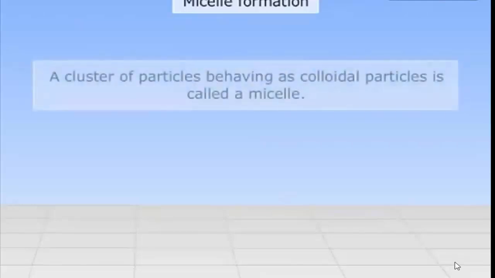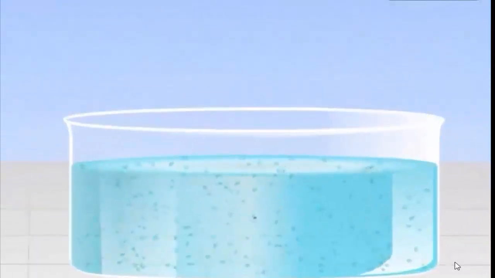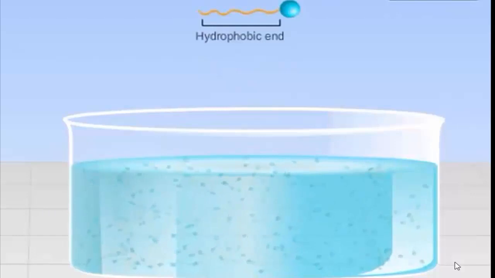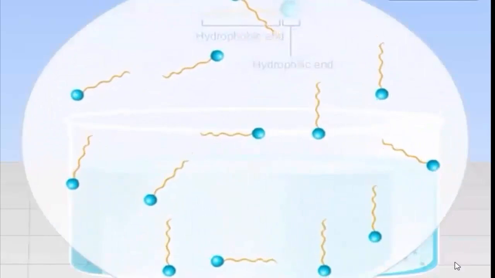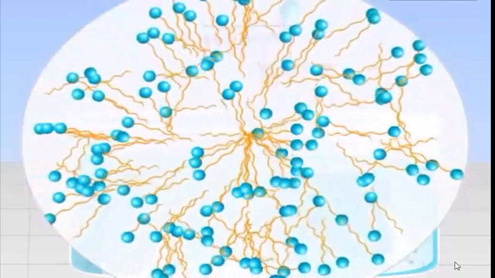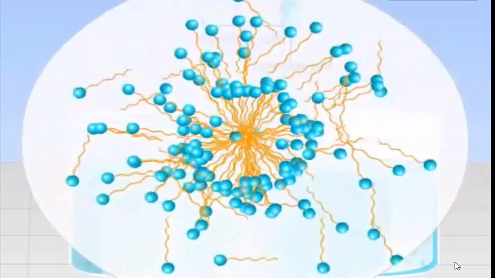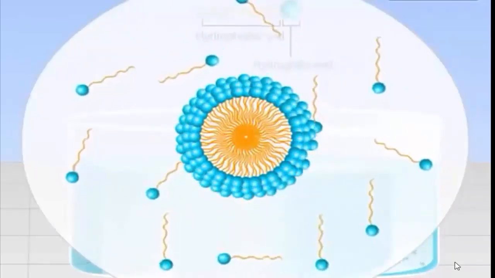Micelles are the cluster of particles behaving as colloidal particles, and these micelles are formed usually when soap is dissolved in water. It consists of sodium stearate ion consisting of hydrophobic end and hydrophilic end. Now the soap molecules, when the concentration increases, start to associate with each other, and the hydrophilic ends head towards the water and the hydrophobic ends are present at the center. This is how the micelles get formed.